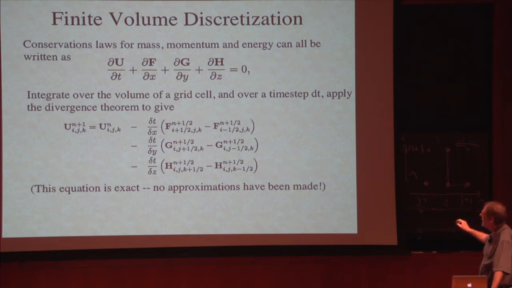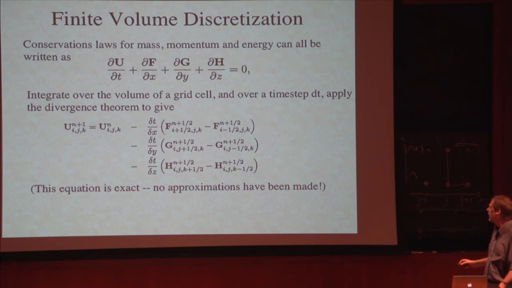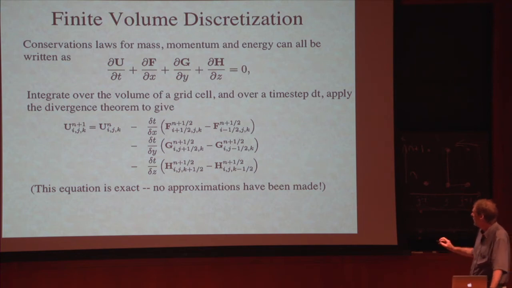I use this half index notation to represent the face which is halfway between i and i plus 1, and i minus a half is the flux that's halfway in between in the back. I'll draw a picture in a minute so you can see this. And in the y direction, it's j plus a half, j minus a half. In the z direction, k plus a half, k minus a half.